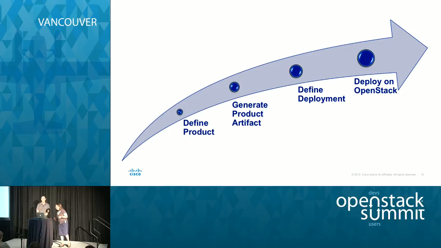Okay. Then when we execute this job, when we build the job, we generate a product artifact. Then we define the deployment, and when we execute the deployment job, it is deployed on OpenStack. Let's see what happens in each step.